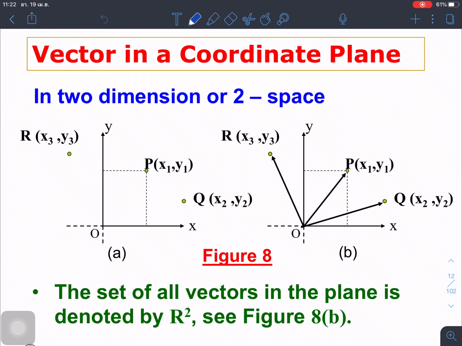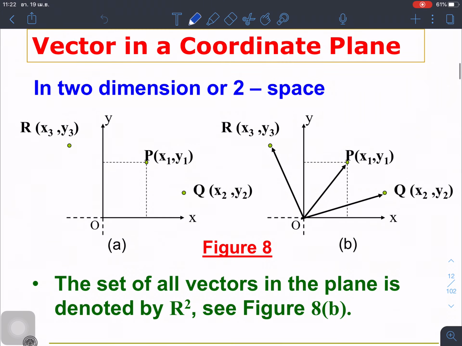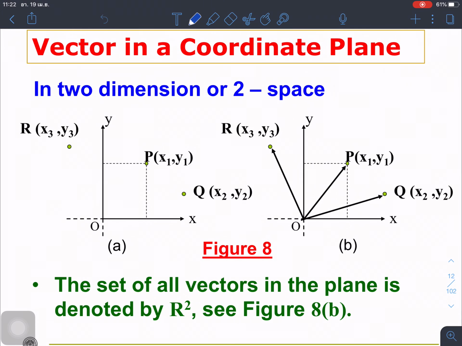Okay, students, let's continue from last time when we talked about the introduction of vectors. Today I'm going to talk about vectors in the coordinate plane. We're going to consider vectors in two-dimensional space and three-dimensional space.